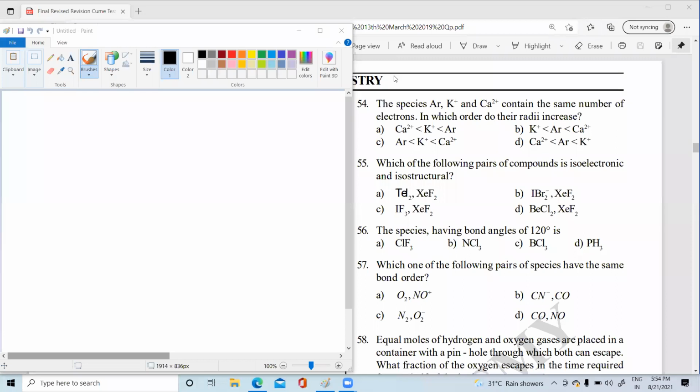Yeah, you can check, students here. Question number 54. The species argon, potassium, calcium contain the same number of electrons, meaning they are isoelectronic species, and which of the following radii they are asking.